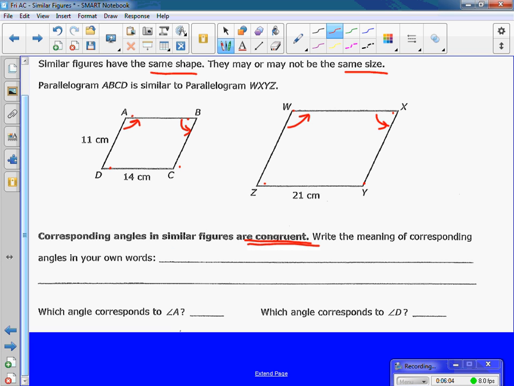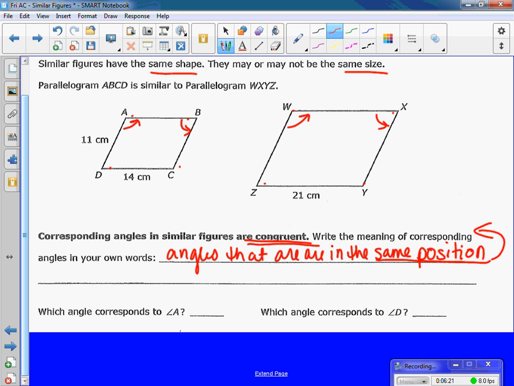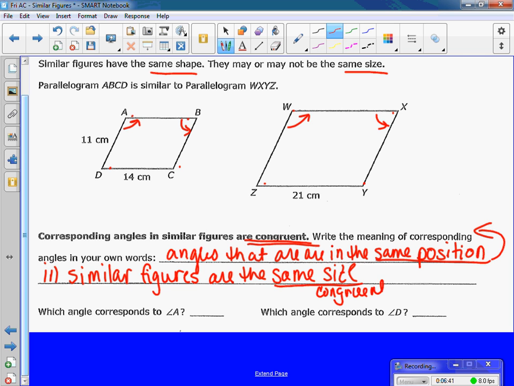One possible response may be that angles that are in the same position. That word, same position, is what we mean by corresponding. In similar figures, corresponding angles are the same size. Okay, same size? That's what we mean by congruent. So all I did was change out some of the math words for some regular words.